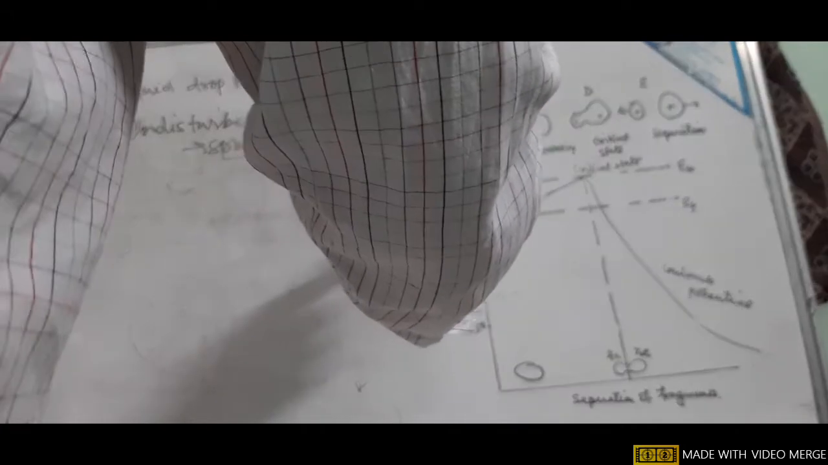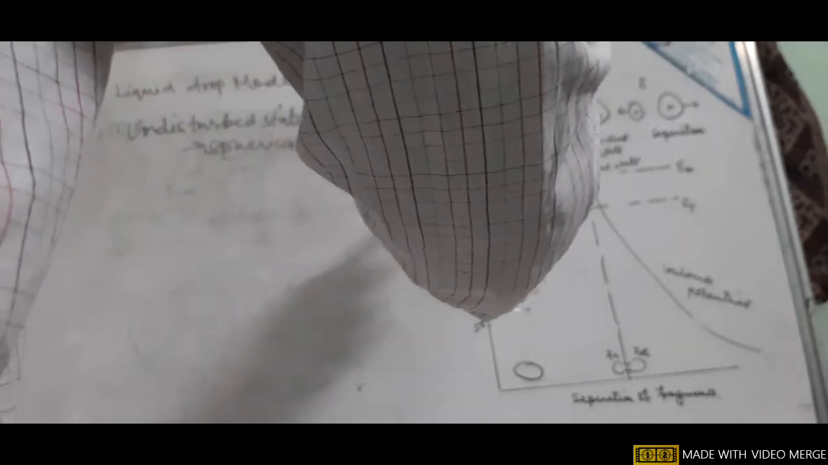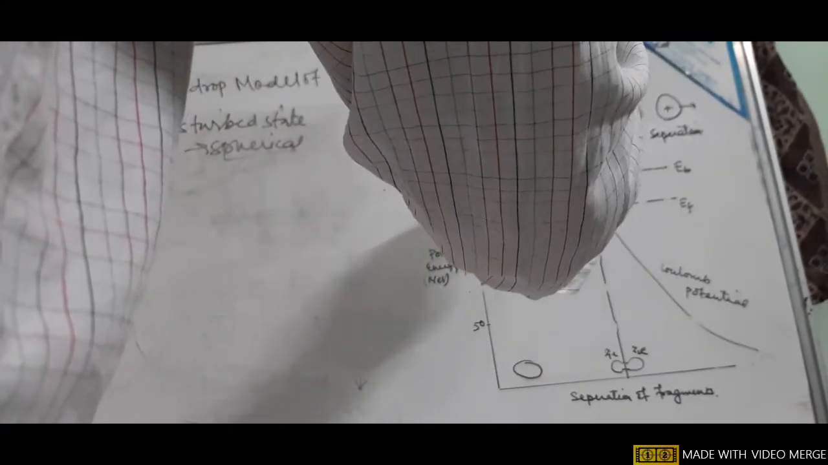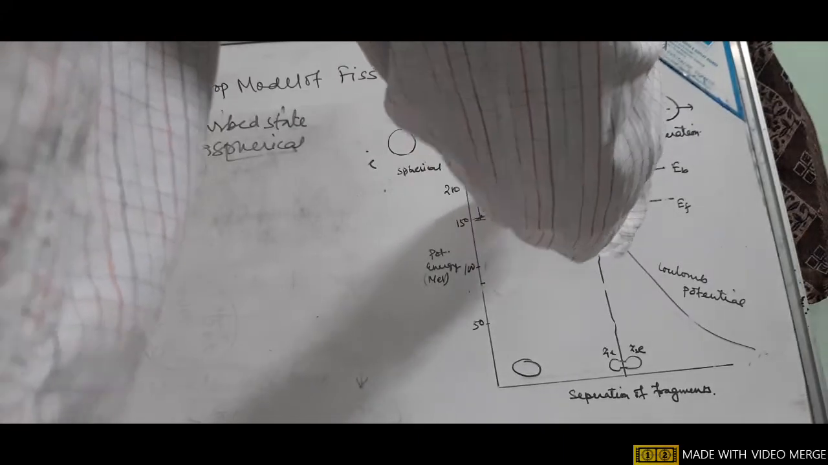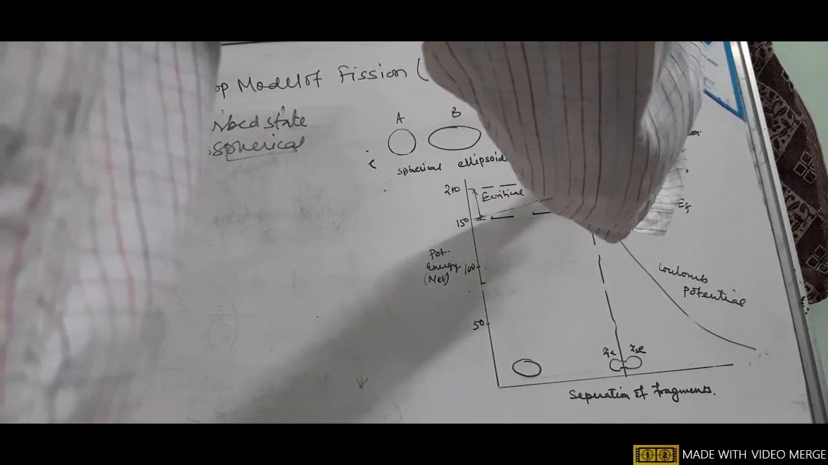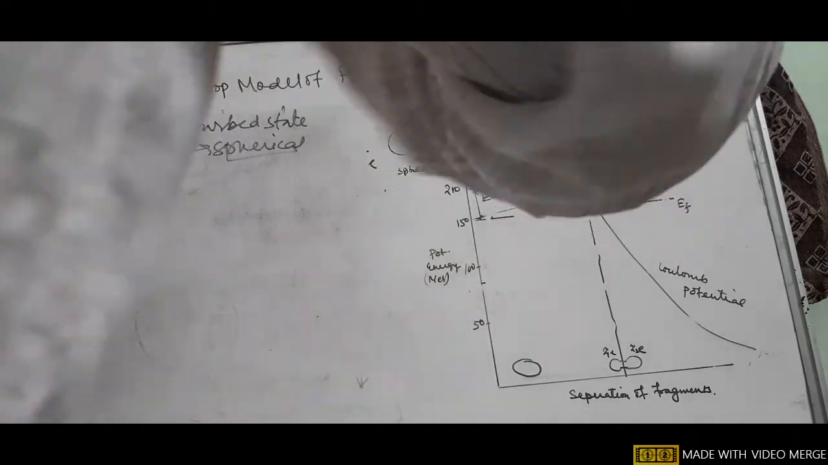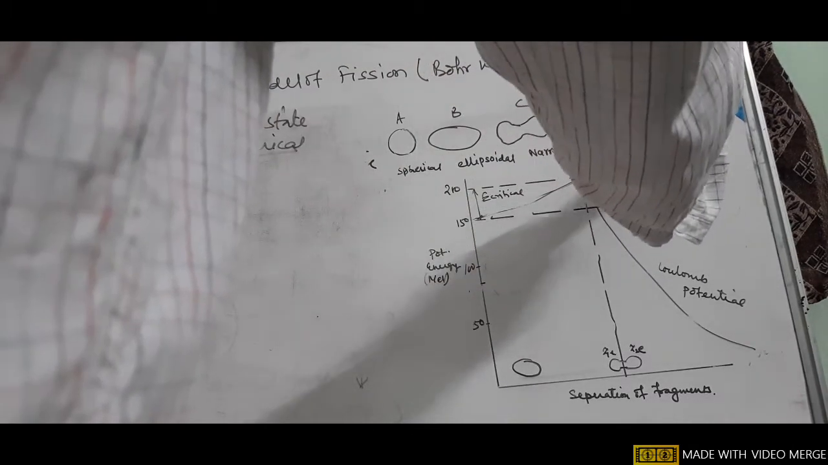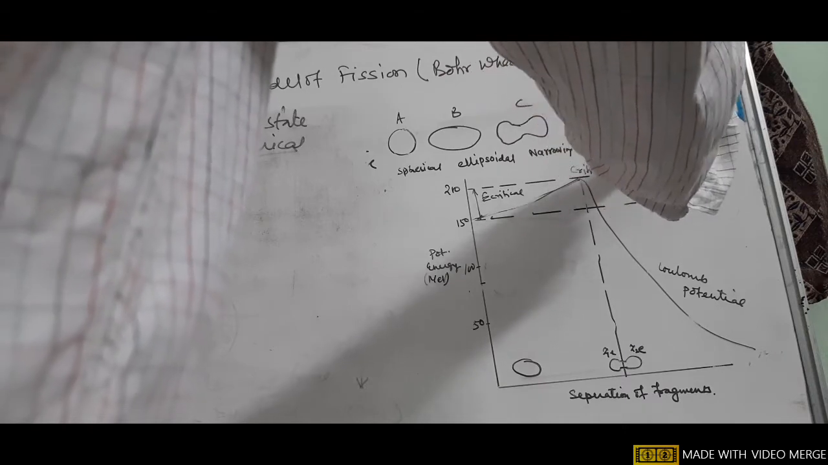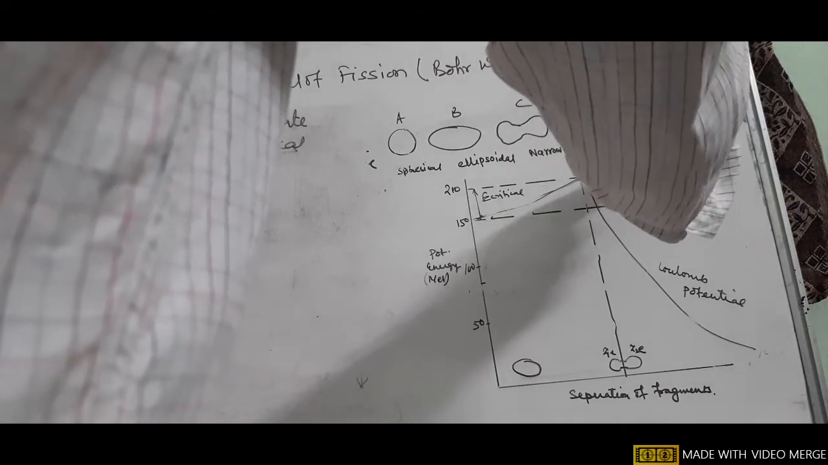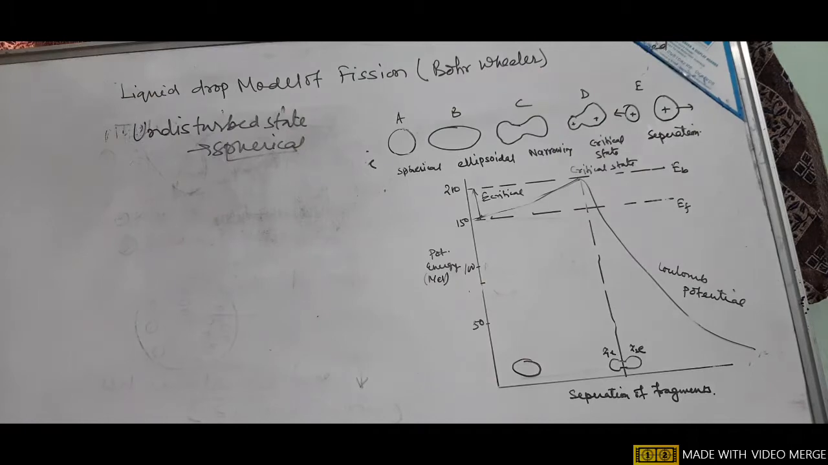The spherical shape changes to ellipsoidal, and ellipsoidal changes to a dumbbell shape with a narrowing at the middle, and the oscillation continues. The oscillation becomes more and more. As a result, a critical stage comes where it is going to separate into two nuclei, and lastly the separation takes place. We get one smaller nucleus and another bigger nucleus, but these two are stable nuclei.